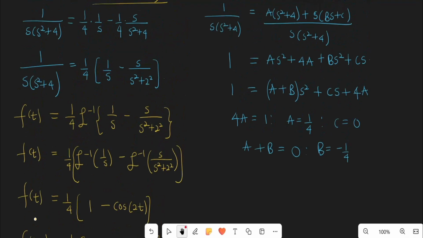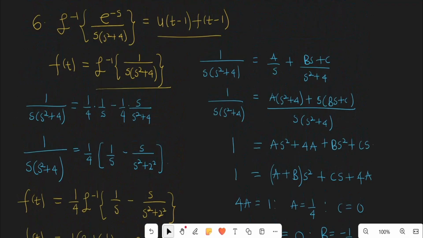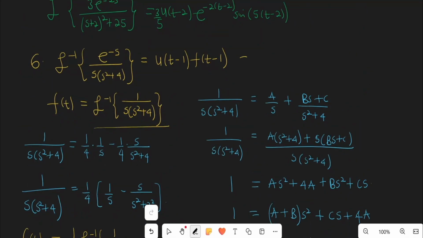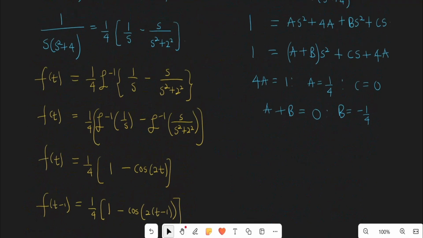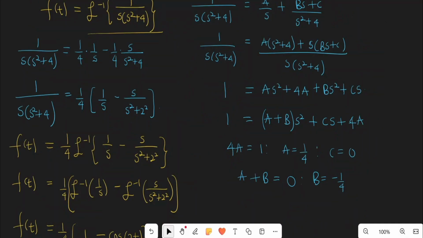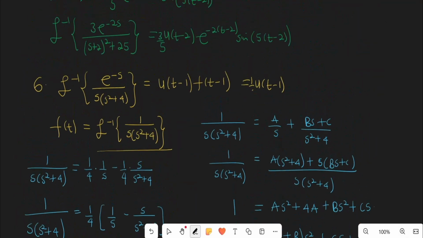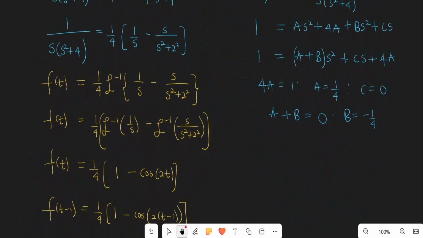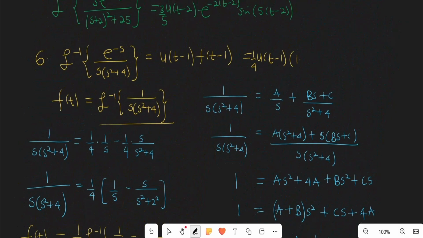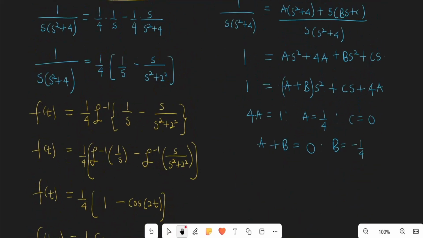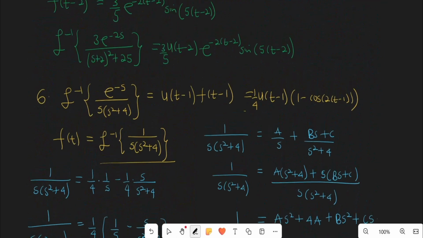So now that we have f of t minus 1, we can come back here and replace it. So this one is going to be equal to u of t minus 1 multiplied by f of t minus 1, which is 1/4. The 1/4, I am going to multiply it here, and then I'm going to have 1 minus cosine of 2 times t minus 1, and close this. We have 3 parentheses. All right, cool, that's it. And this one is the Laplace inverse of this function.